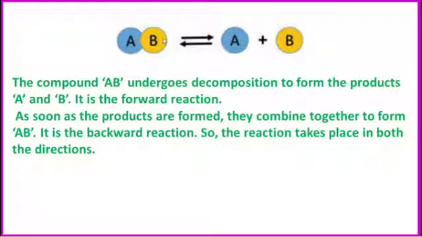AB is a reactant to form the products A and B. Then in the reverse reaction, A and B are the reactants to form the product AB. One is the forward reaction, another is the backward reaction.